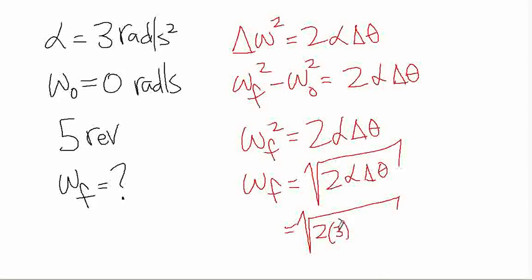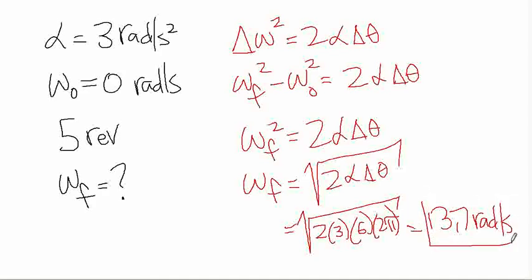And then for delta theta, we need to convert 5 revolutions to radians. 5 revolutions, you multiply 5 by 2 pi, and that'll give you 10 pi radians. Okay, now there is something you could put in your calculator, and if you do, you will get the answer of 13.7 radians per second. I hope that's what you got. All right.